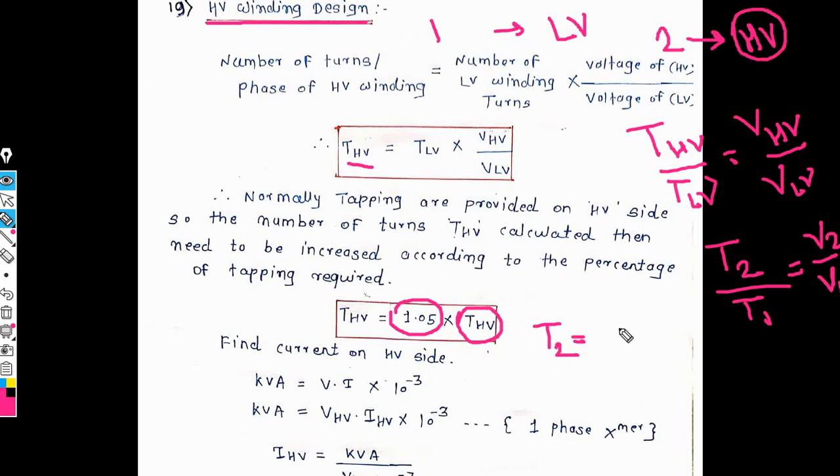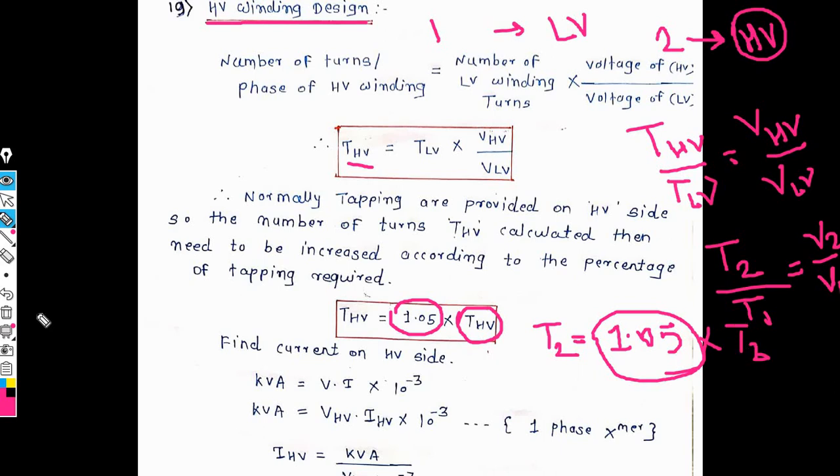Then T2 is equal to 1.05 into T2. That means the number of increased turns is 105 percent with respect to the high voltage winding. This is the high voltage winding design in single phase transformer and three phase transformer with respect to tapping.